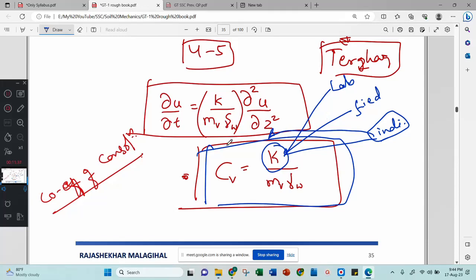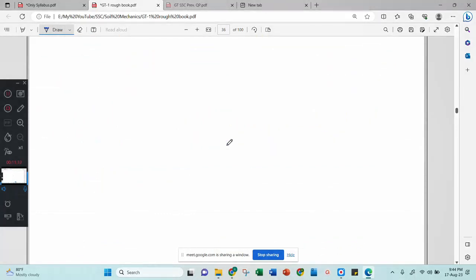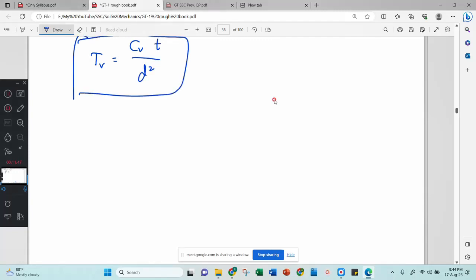This coefficient of consolidation can also be expressed with a term called the time factor. We have the time factor Tv equal to Cv t divided by d square. This is a very important equation in consolidation, where Tv is the time factor, Cv is the coefficient of consolidation, t is the time, and d is the depth of the soil sample.